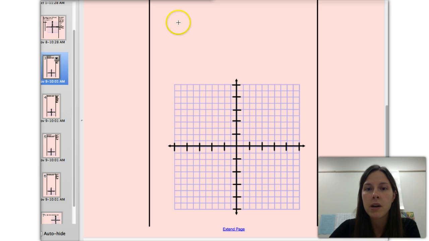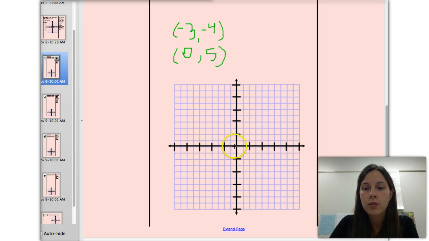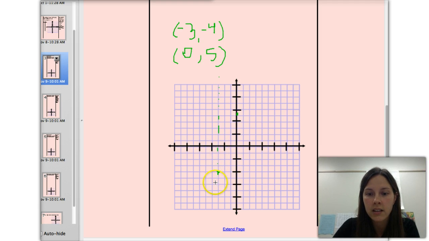Alright, so as a reminder, our vertex was negative 3, negative 4. And the y-intercept was 0, 5. Again, you can make a t-chart around the vertex if you like to. I'm going to show you how to use the axis of symmetry instead. So graphing that vertex at negative 3, negative 4, and the y-intercept at 0, 5, what you do is you kind of create this imaginary line through the vertex, and then you flip the y-intercept across the axis of symmetry.